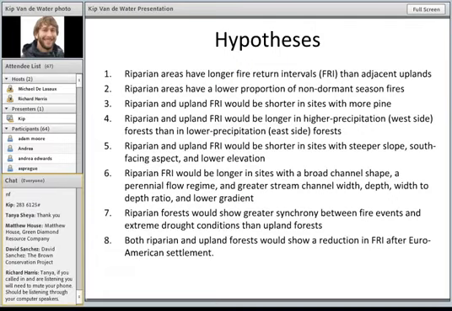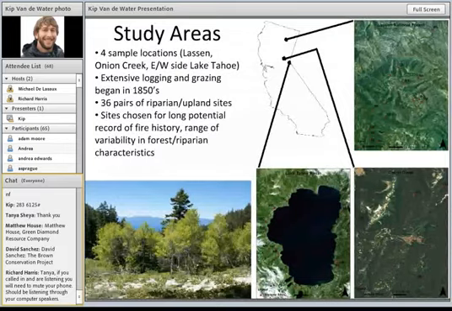We had quite a few hypotheses we were looking at having to do with length of fire return intervals and seasonality, and what forest types and precipitation regimes and topographic characteristics and channel characteristics and climatic influences, as well as a difference before and after Euro-American settlement. We were looking into all of these, and we'll get right into the meat of it.